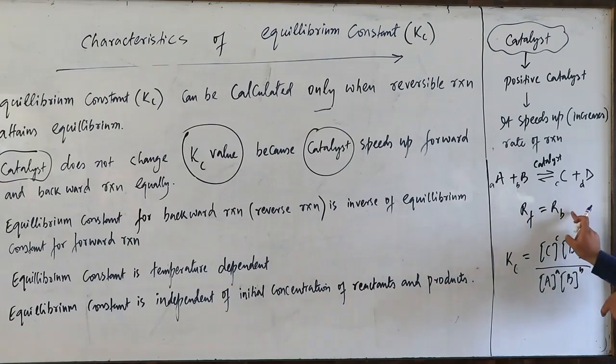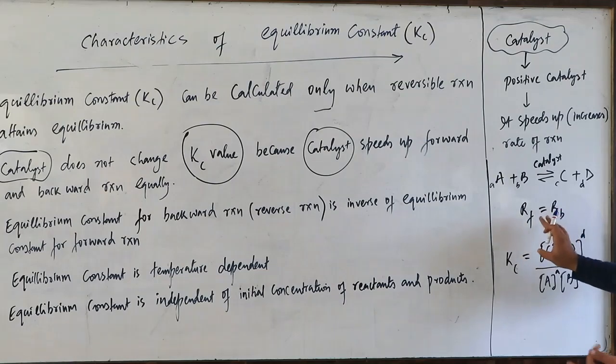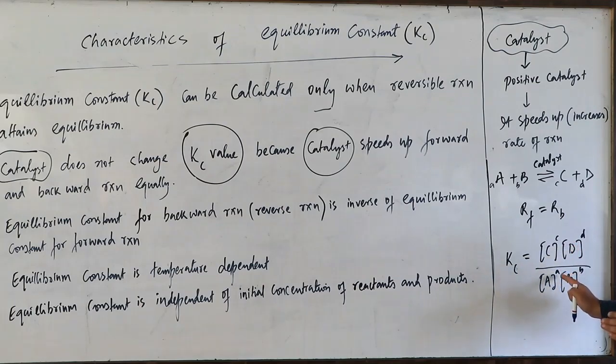And the rate of backward reaction has also increased x times. So what is the total change? Zero. That means the increase in speed for the forward reaction is the same as the increase in speed for the backward reaction. That means Rf will be equal to Rb, and this value will also remain the same. Yes or no? Kc value will also remain the same.